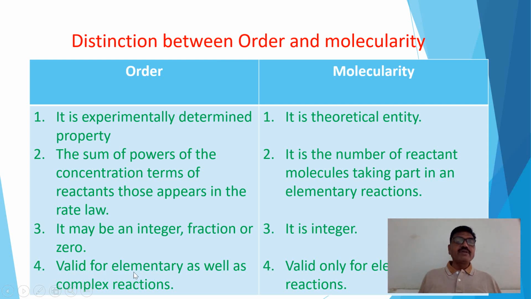Then, order is valid for elementary as well as complex reactions. So it is possible to experimentally determine the order of an elementary, single-step reaction, or a complex reaction. But molecularity is applicable only in the case of elementary reactions. In the case of complex reactions, molecularity is not meaningful. So in this way, we distinguish between the order and molecularity of a reaction.